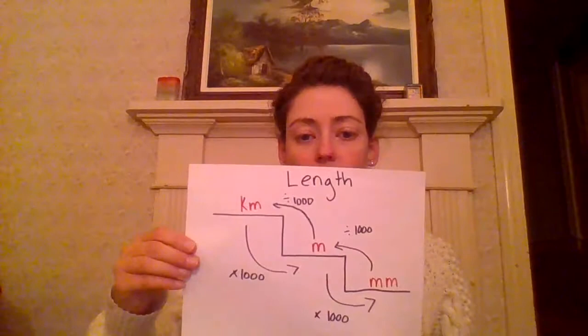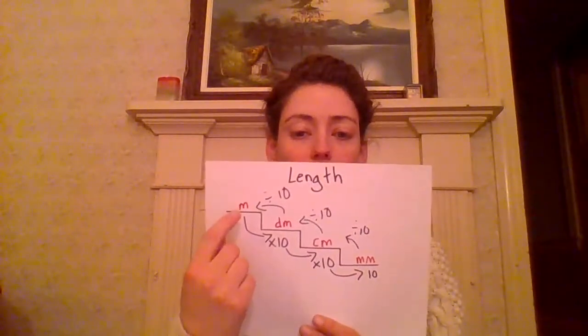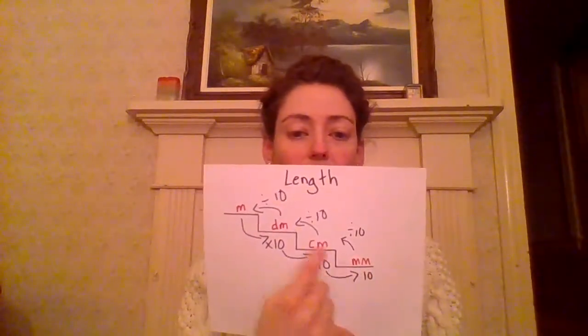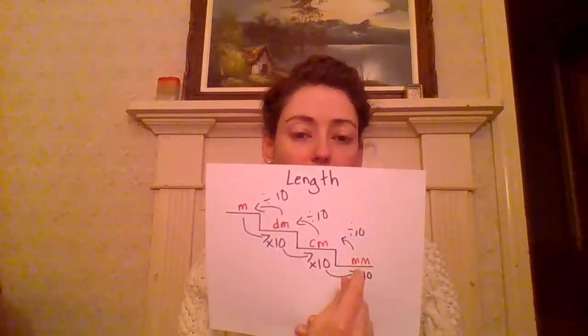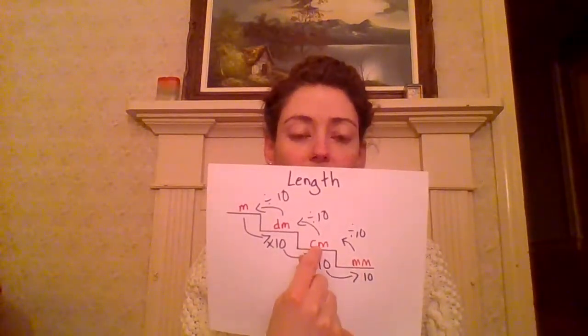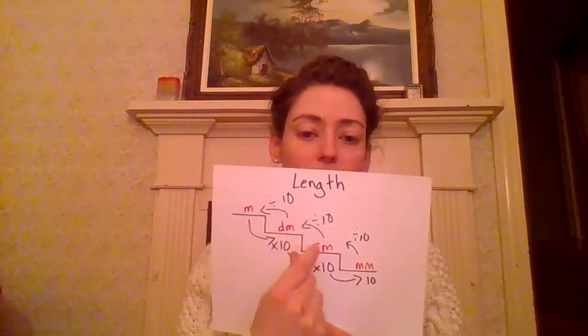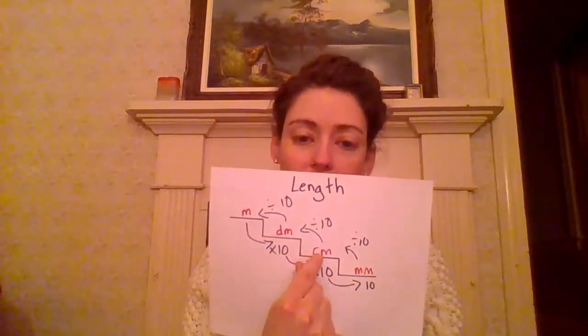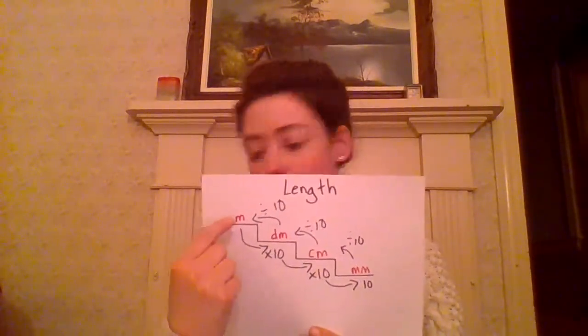Okay, so that's a little review of that, and then also you can break it down a little closer. So we have our meters and then our millimeters, but in between there we have other steps. So there's decimeters, centimeters, and millimeters. Centimeters are 10 times bigger than millimeters, and then meters are 100 times bigger than centimeters. So you need 100 centimeters to make 1 meter and 1,000 millimeters to make 1 meter. So it's a quick little review.